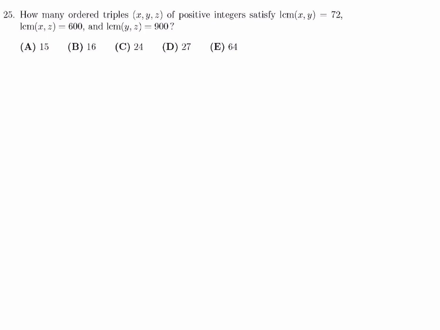How many ordered triples x, y, z of positive integers satisfy LCM of x, y is 72, LCM of x, z is 600, and LCM of y, z is 900? We are given a few clues. Lowest common multiple, or least common multiple, whichever way you'd like to say it, is 72. So I'm going to break this up into its prime factors. I think that will be most helpful for us. 72 is 2 to the power of 3 times 3 squared.